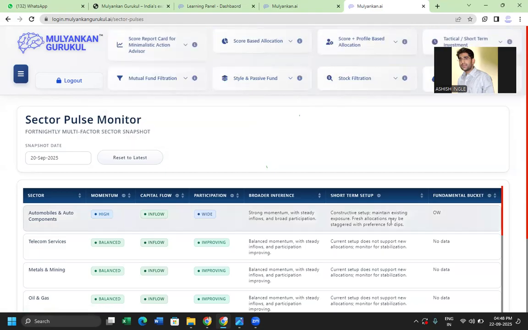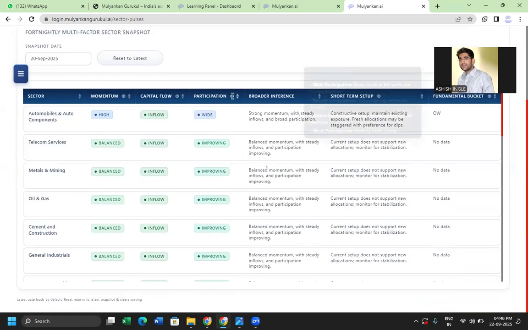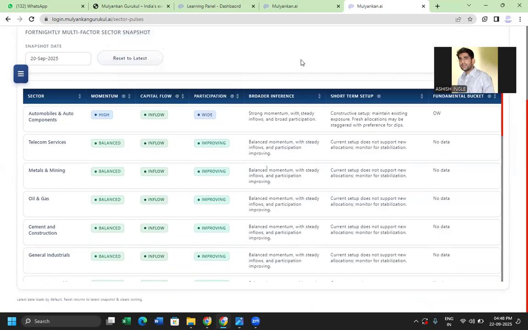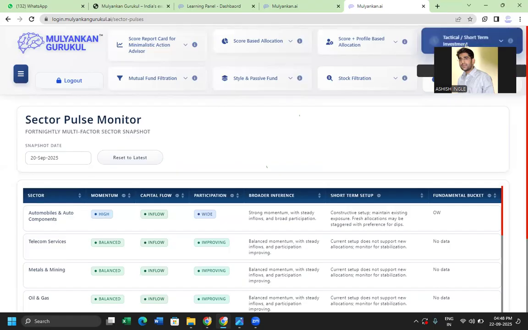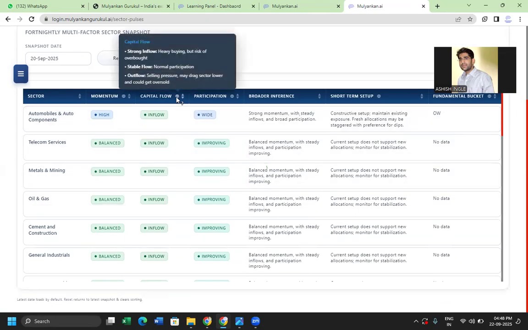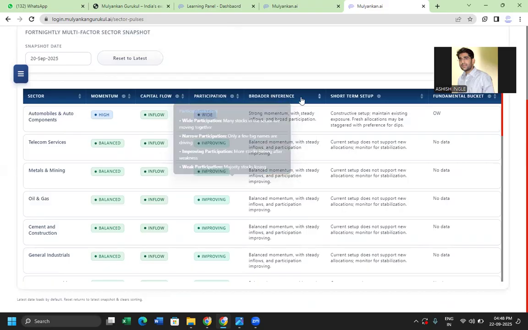If you're not going through a guidebook, if you're not going through a video tutorial, put a cursor on a headline, sir. A tip box will get opened. This will tell you how to read that corresponding graphical column. So there are 3 ways to learn the platform. Either use the premium learning panel, or use the guidebook which is provided in every tab, or after entering into that particular tab, everything is there in the form of a tip box. Just put a cursor on a headline.